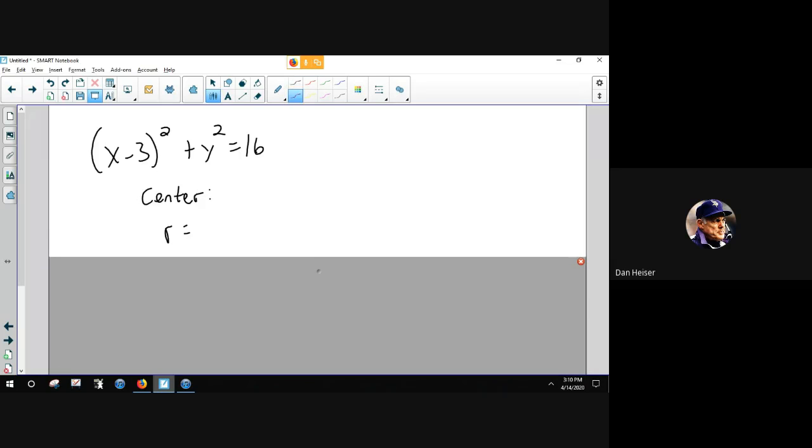Here's an equation. X minus 3, quantity squared, plus y squared equals 16. Determine what the center of this circle is and what the radius is. The center is always going to be a coordinate. Parentheses required to write coordinates. Without parentheses, it is not a coordinate. So make sure you have those.